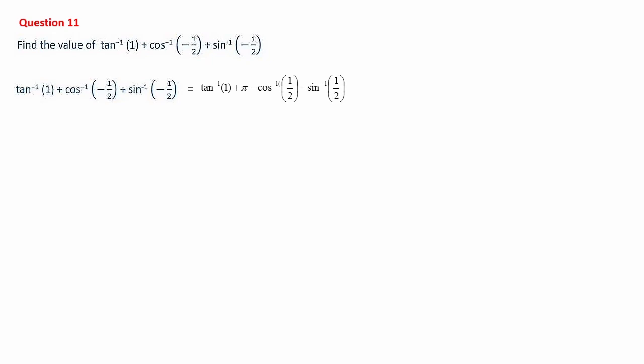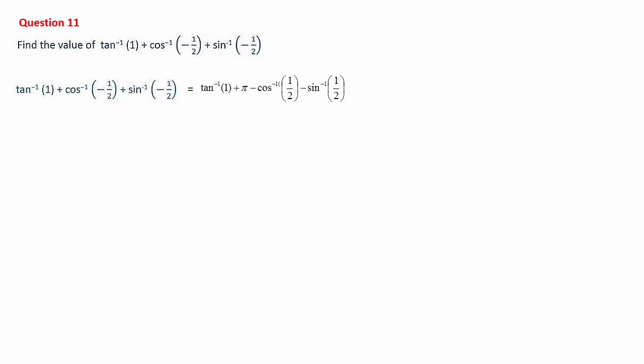That is equal to, as we know, here tan inverse 1 is a positive value, so it comes as it is, tan inverse 1. But for cos inverse, minus theta means pi minus cos inverse theta. That is the formula we have learned. So this one we have to change, cos inverse minus 1 by 2 as pi minus cos inverse 1 by 2. And next is sine inverse of minus 1 by 2. Sine inverse of minus theta means minus sine inverse theta. So minus sine inverse of 1 by 2.